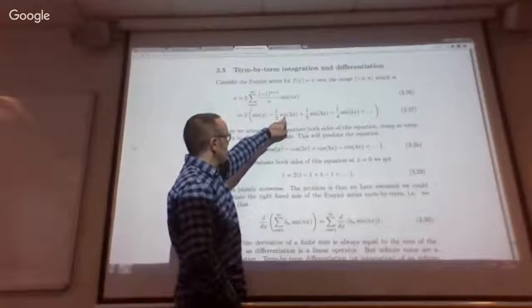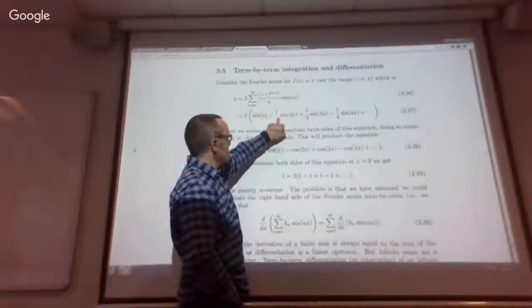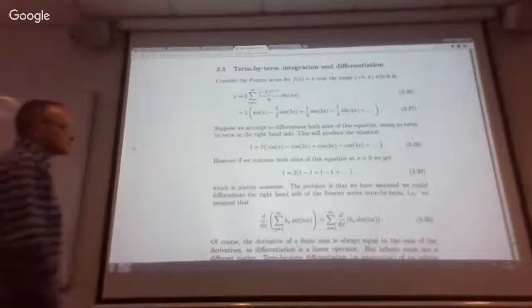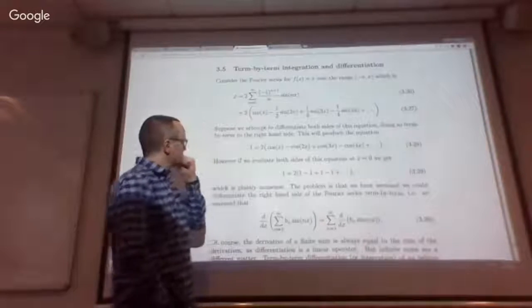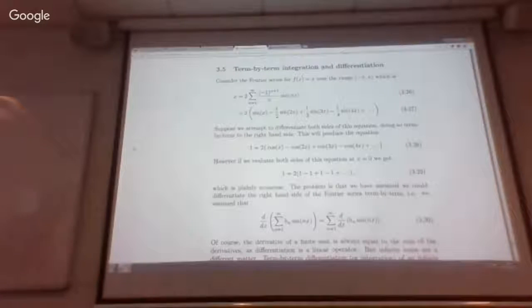So, the derivative of sine is cosine, but there's a multiple of x, so you'd have a factor of 2 on the outside, so that's going to cancel the coefficient. You get this series on the right: 1 is equal to 2 times that combination of cosines.